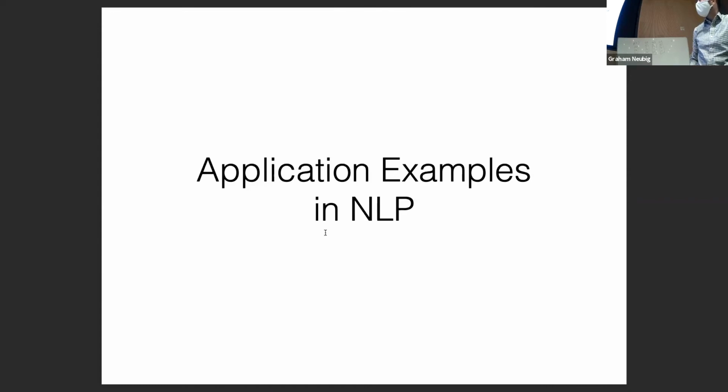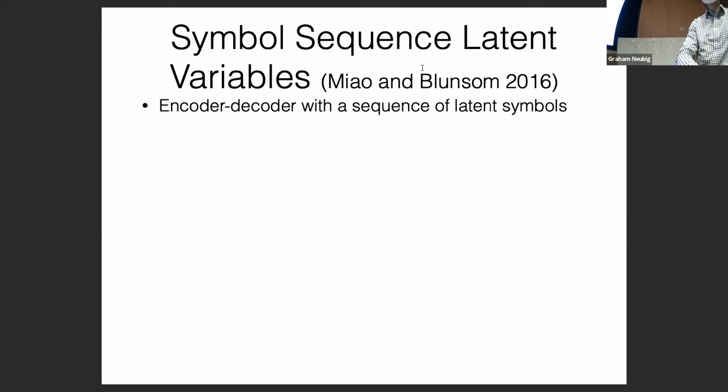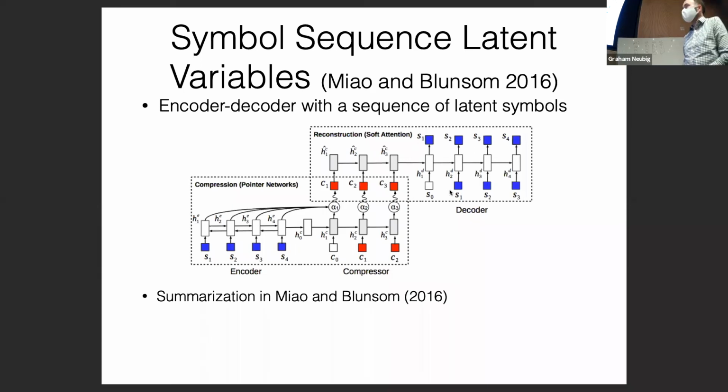Okay, so I'd like to go with a couple examples of applications in NLP of learning latent variables. One actually quite common example of this, compared to most of the other examples I'm going to talk about, is learning latent variables that are sequences of symbols or more precisely text. So the latent variable itself is text. In fact, this paper is called Language as a Latent Variable. And what you do is you have the encoder decoder with a sequence of latent symbols. So you have the encoder that tries to output a sequence of latent symbols. And then you have a decoder that tries to reconstruct the input. And this was done for summarization, for example.